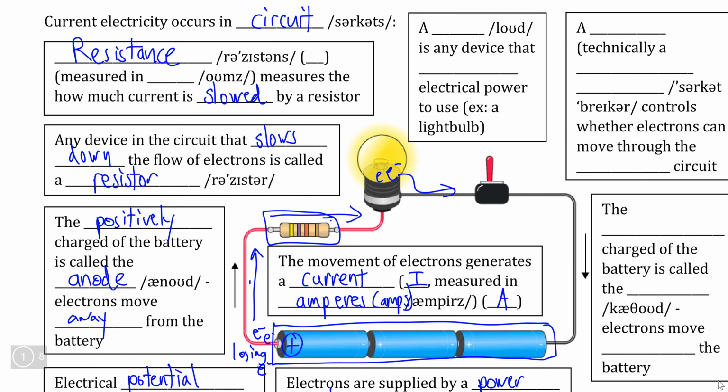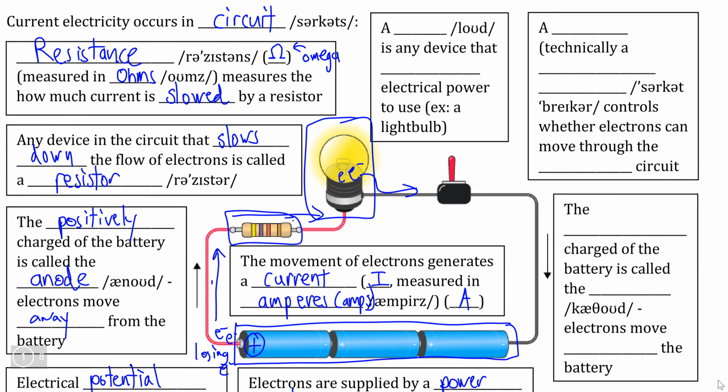So we can measure resistance using the measurement of what's called an ohm. So the greater the number of ohms, the more resistance the current is meeting, and the slower the electrons are going to move. The symbol that we use to measure ohms is a Greek letter that looks like this. This is the Greek letter omega, so omega is for ohms.